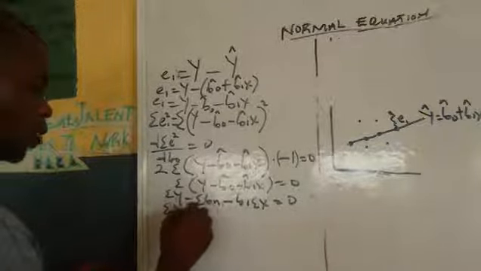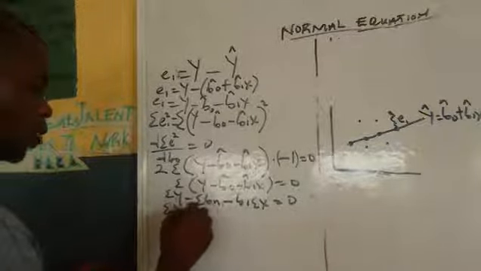Let's quickly do equation 2 because of time. If you are finding equation 2, we will now differentiate with respect to b1. We are using this value, don't forget. Summation, brackets, y minus b naught minus b1 x, put the square. Let me write, please. That's what we are doing.